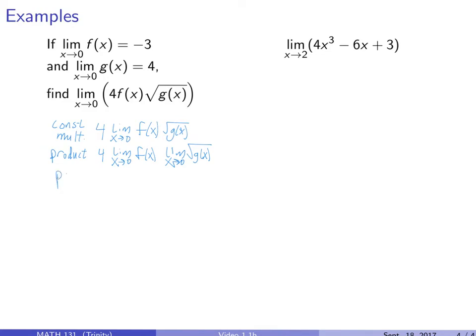Next, I can use the power rule on g of x. Since it's the square root of g of x, that's really g of x to the 1/2 power. The only thing that you have to watch out for here is that you aren't taking the square root of a negative number, but since the limit of g is +4, we can use this rule here. So we would end up with 4 times the limit as x approaches 0 of f of x times the square root of the limit as x approaches 0 of g of x.